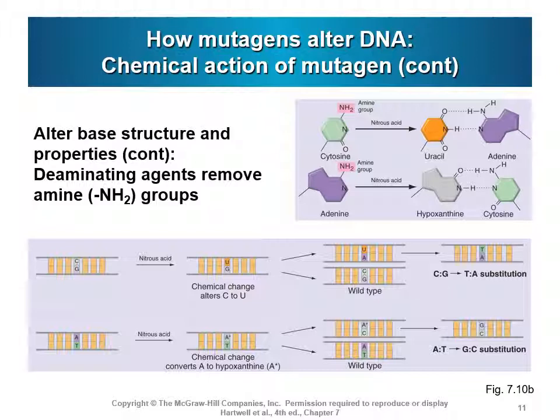Here are the schematics below for both of the cases. In the case of cytosine deamination, we have a cytosine-guanine to thymine-adenine mutation, and in the case of adenine deamination, we have an adenine-thymine to guanine-cytosine mutation.